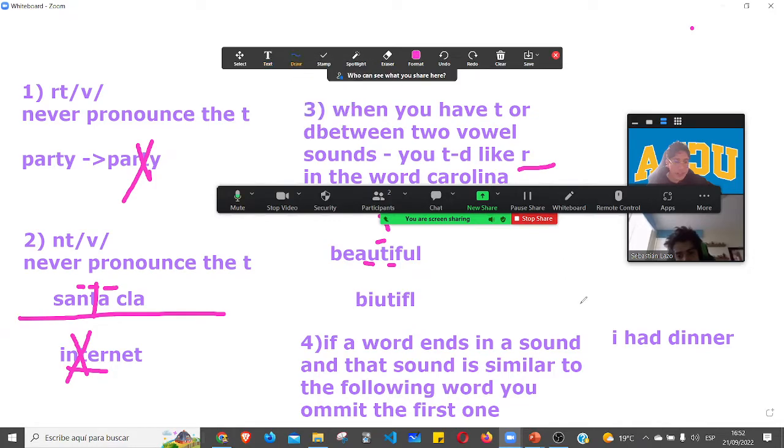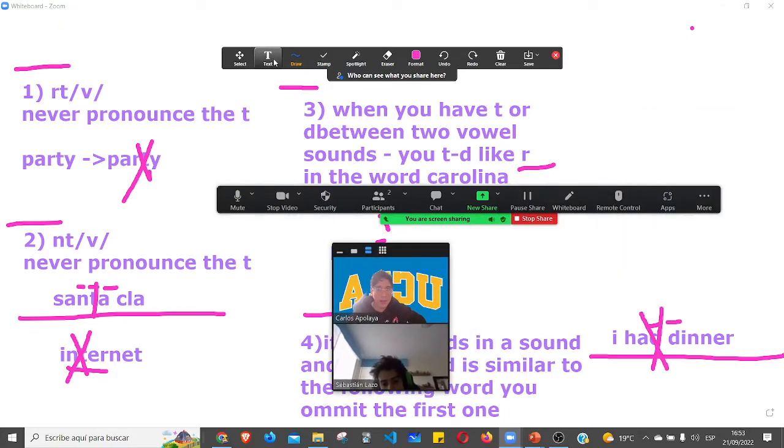As you can see here, we have the D sound. Tengo la D, ¿cierto? Sonido de I had. ¿Este con qué sonido empieza? Con D. Es the trigger. ¿Cuál omito? ¿El primero o el segundo? El primero. Por lo tanto, ¿cómo se diría yo cené? I had dinner. Nunca vas a escuchar a un nativo decir I had dinner. Regla número 1, regla número 2, regla número 3 y regla número 4.